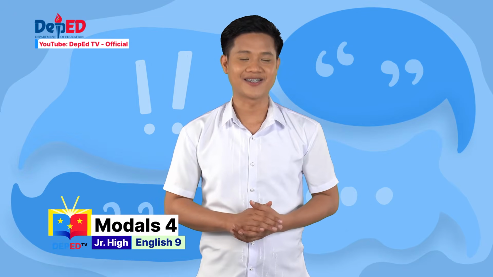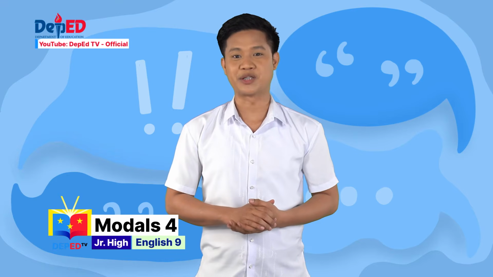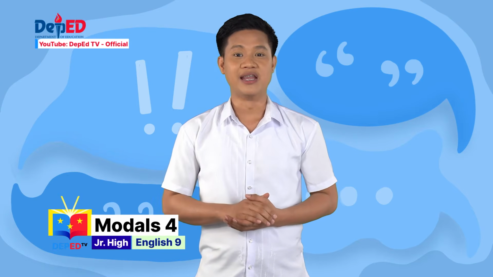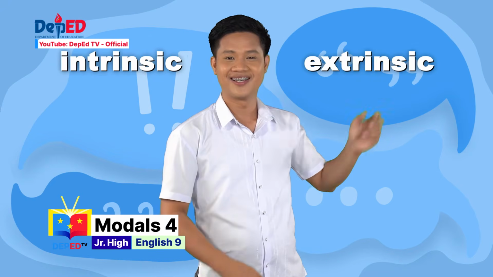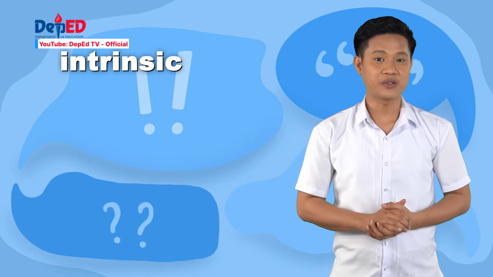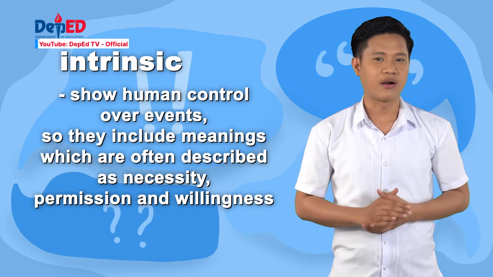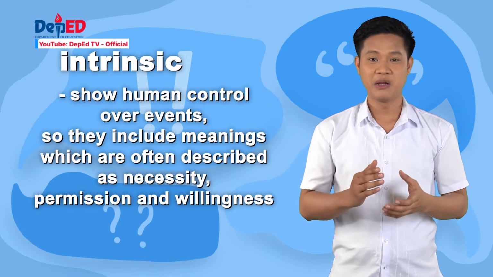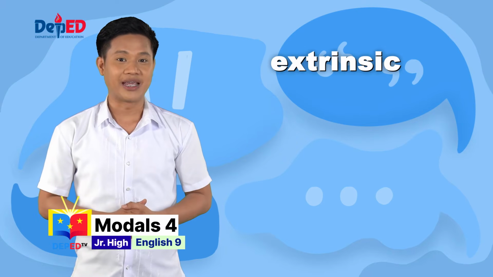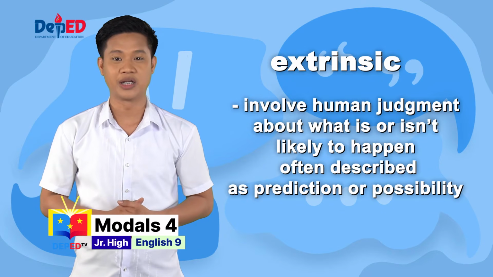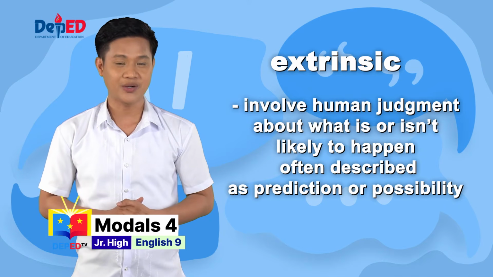Here are some fun facts. Higher level descriptions of English modal verbs often distinguish between two main types of meaning, described as intrinsic and extrinsic meanings. Intrinsic meanings are those which show human control over events, so they include meanings which are often described as necessity, permission, and willingness. On the other hand, extrinsic meanings are those which involve human judgment about what is or isn't likely to happen, often described as prediction or possibility.